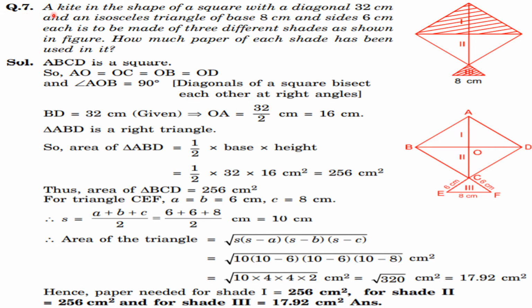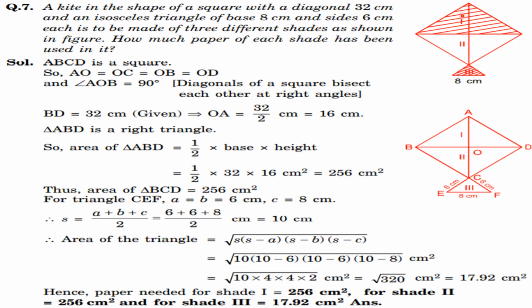Question number 7. A kite in the shape of a square with a diagonal 32 centimeters and an isosceles triangle of base 8 centimeters and sides 6 centimeters each is to be made of 3 different shades as shown in the figure. See this figure, my children? This is a square shape. Okay, my children. This is a small triangle, and its base is 8 centimeters, and the length of these two sides is 6 centimeters each. How much paper of each shade has been used in it?